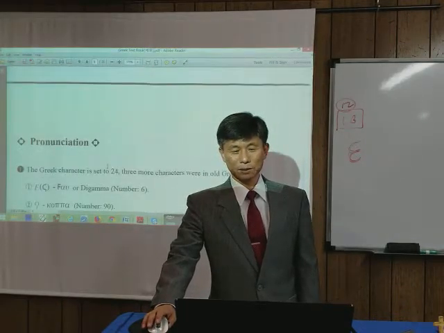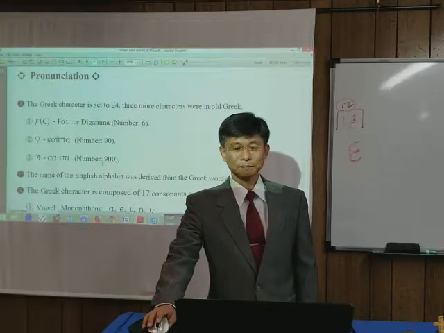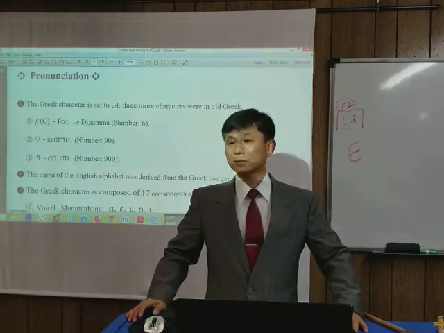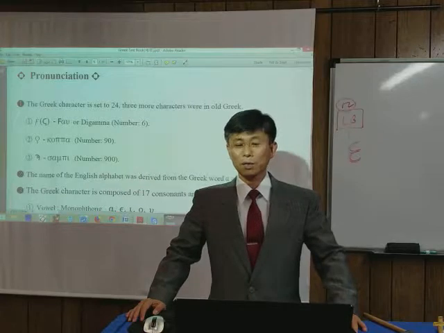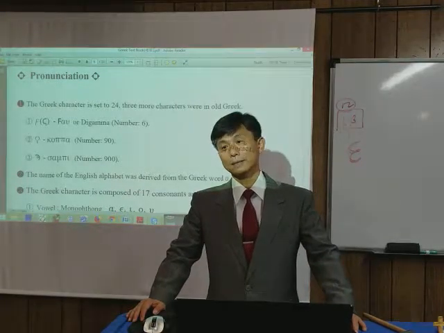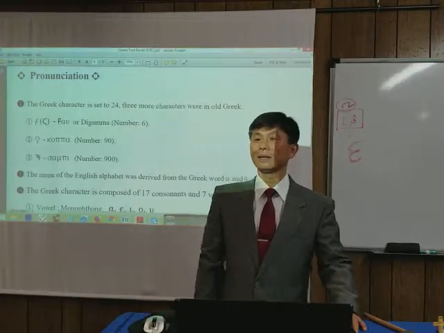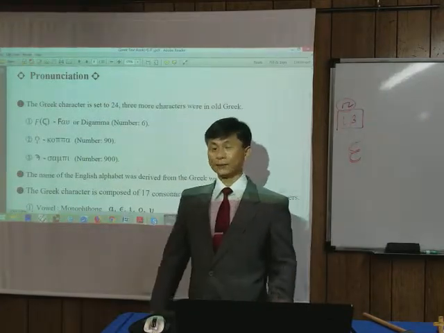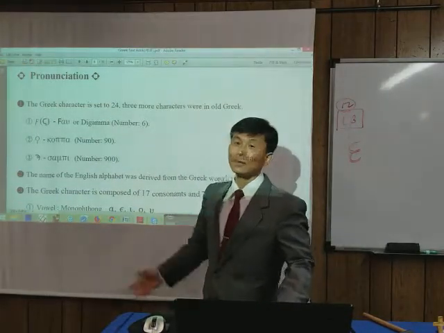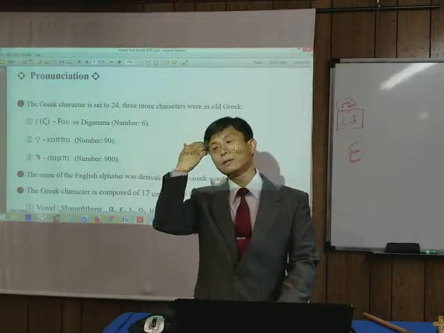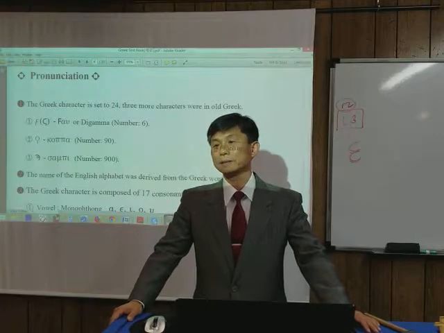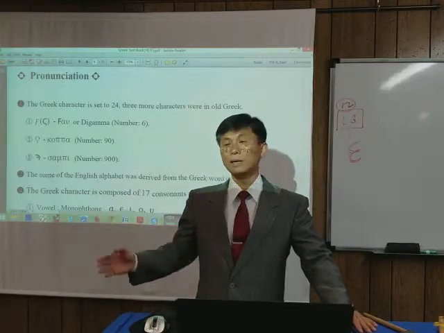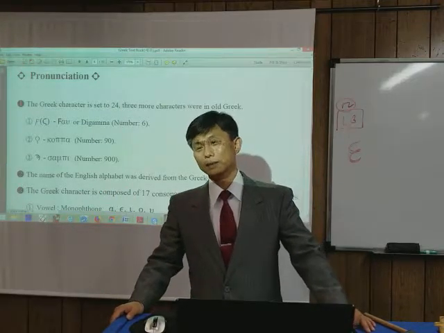And then let's move to the next page, page 6. Pronunciation. Okay. The Greek characters are said to be 24. Three more characters were in Old Greek. So Koine Greek that is written in the New Testament, those three alphabets do not exist because they existed in Old Greek. Okay? So when we learn the history of Greek language, before the Koine period, there was a classical period, right? And those three letters were in the Old Greek at that time.